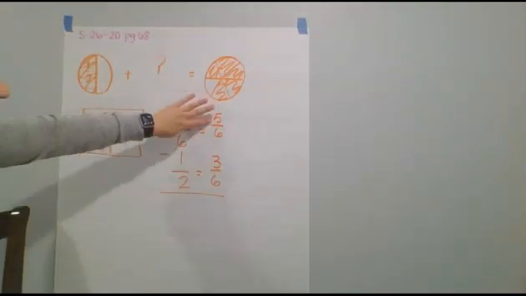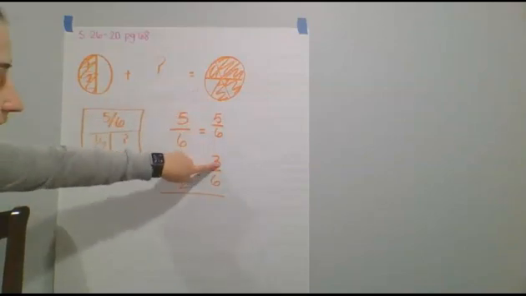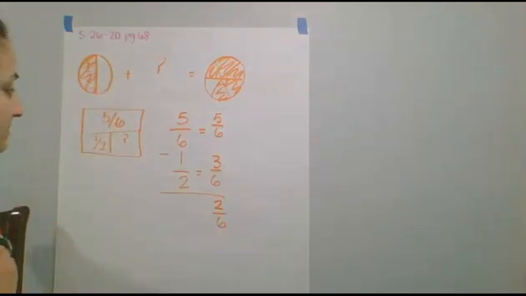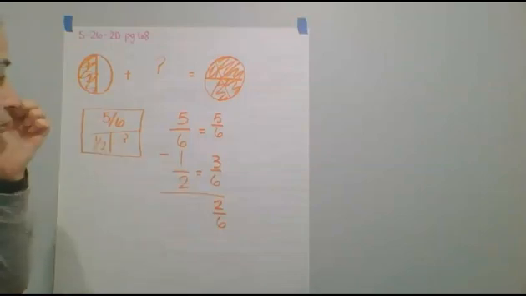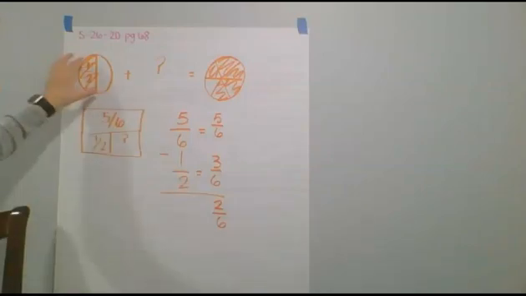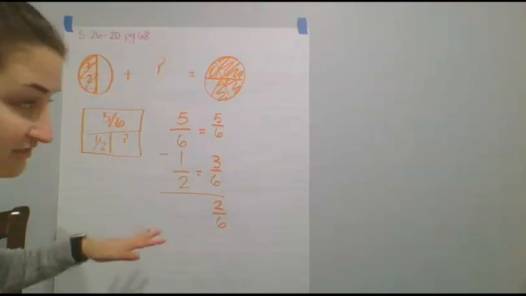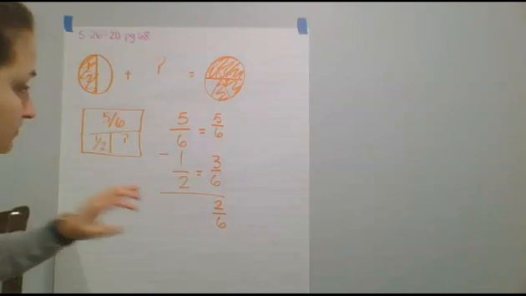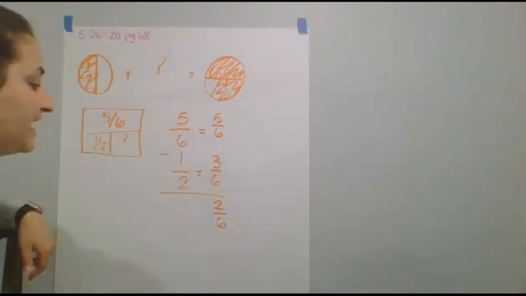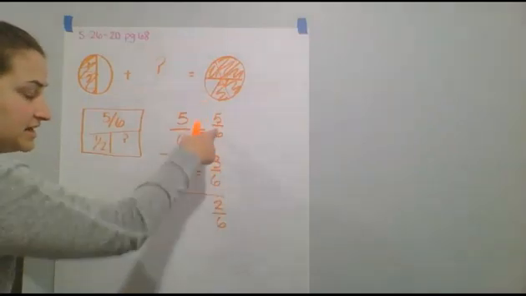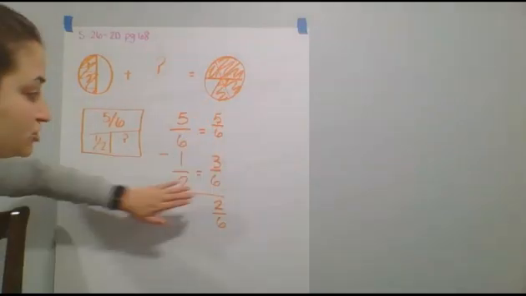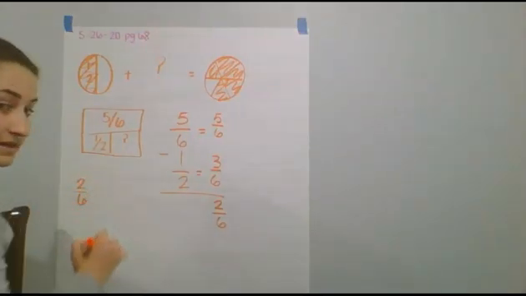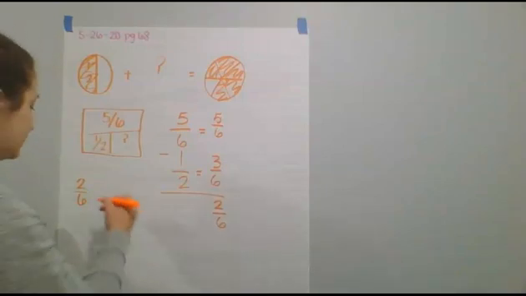So now I'm looking at this problem. I'm going to take 5 minus 3, which gives me 2. And then my denominator is going to stay the same. So 2/6 of that pizza was eaten, or was added to this 1/2 to equal that 5/6 pizza. Okay, so to check our work, we want to take 2/6 plus 3/6 to give us 5/6. So 2 plus 3 is 5, and then our denominator stays the same. So that tells us that we are correct. So he eats 2/6 more pizza.